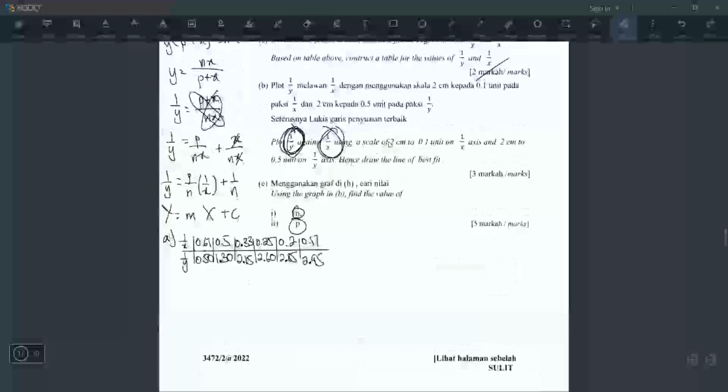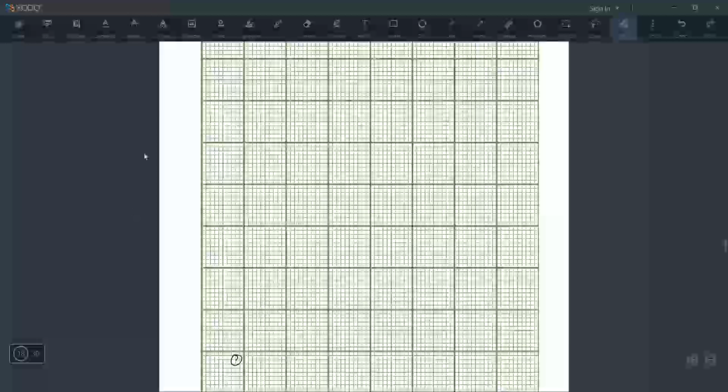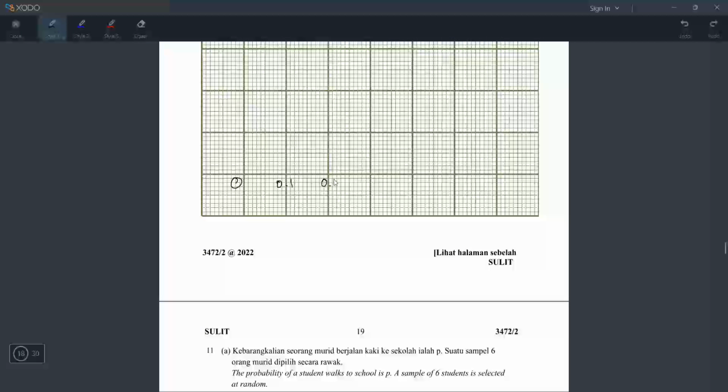So now we use the scale they asked us to use, right? So 2 cm to 0.1 unit on the x-axis. But we look at the table, the highest value for 1 over x is 0.67. So I have to make sure it is enough until 0.7. So x-axis 0.1 until 0.7. So let's go. 0.1, 0.2, 0.3, 0.4, 0.5, 0.6, 0.7 here, right? Of course, you can use your 0 here also, but no need actually. You can stop here and write 1 over x, because the highest value is 0.67, and 0.67 is here. So actually, you label until here is good. There is enough space.